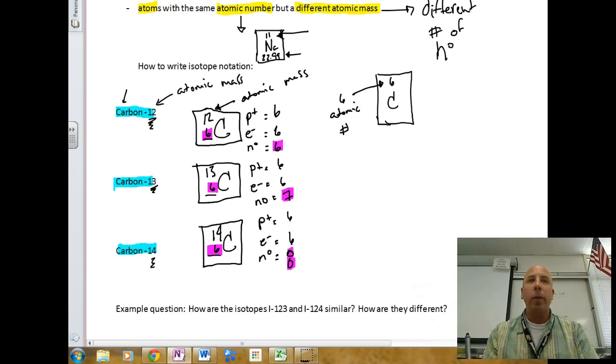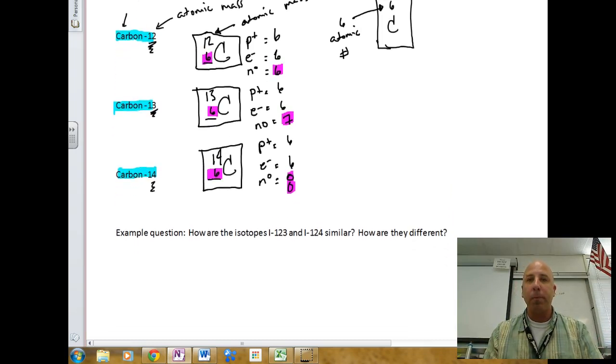Okay, so that is how we do isotope notation, and that also tells us the important difference between isotopes of the same atom. They're going to be the same atom because they have the same number of protons, so they have the same symbol, but they are going to have different number of neutrons. That's what gives them a different atomic mass. Remember, the neutron contributes 1 AMU to the relative mass of each atom.